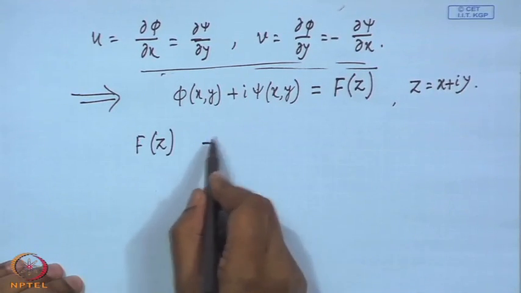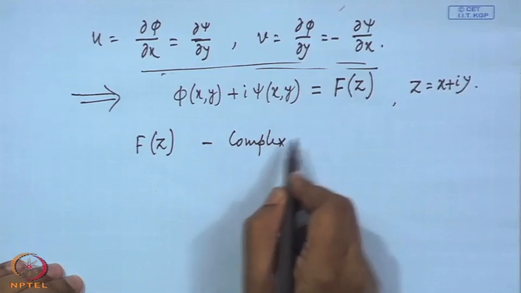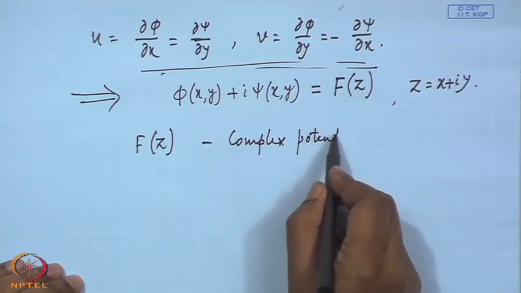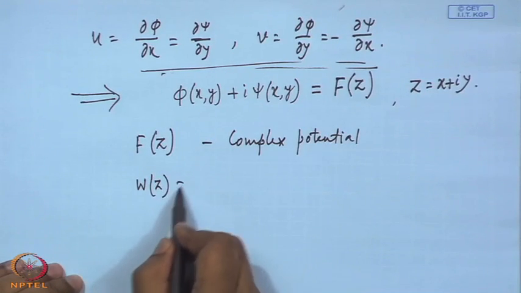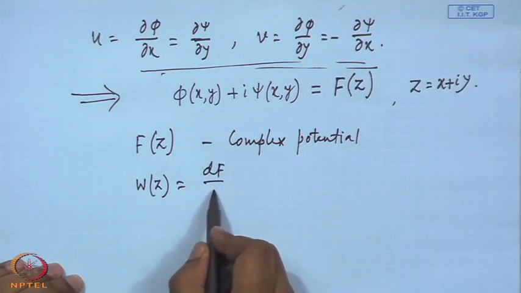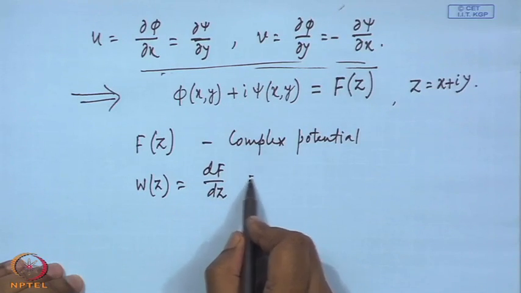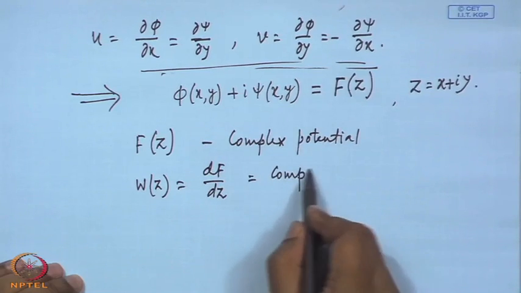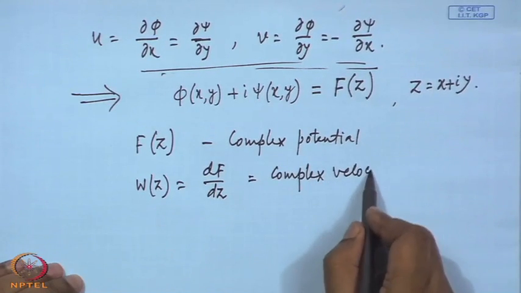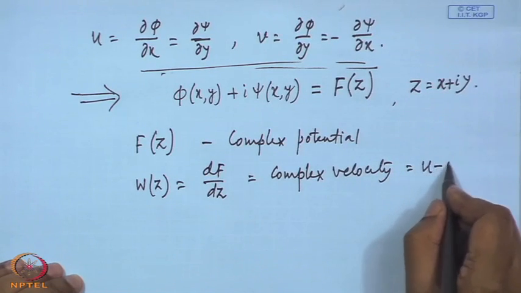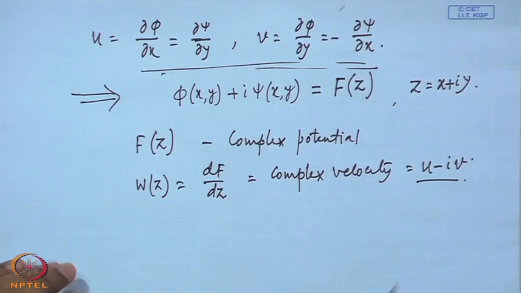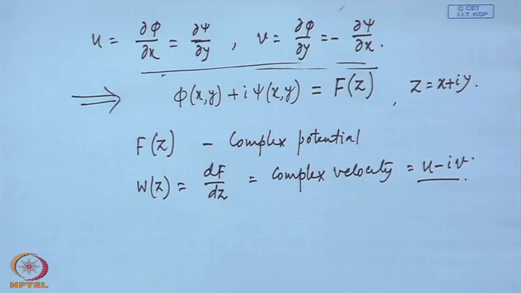So, f(z) is the complex potential, and we defined w(z). Remember, even though we are calling it complex velocity, it is not u plus i v, it is rather u minus i v. This complex analysis is of course restricted to only 2 dimensions, we cannot use it for 3 dimensions.